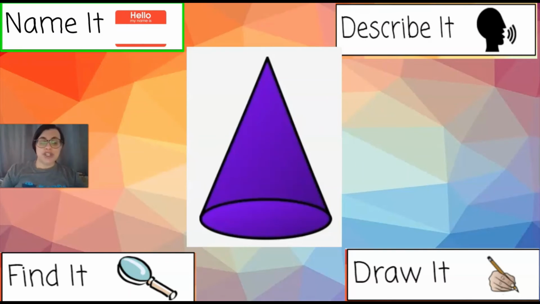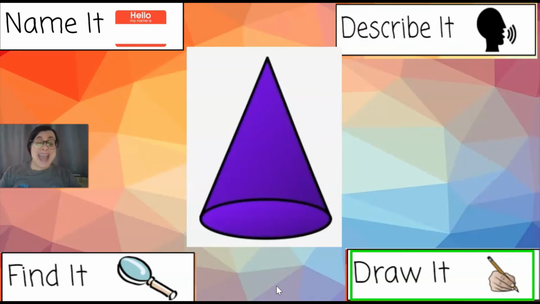Try this shape. Your teacher's going to pause the video, you're going to name this shape, describe it, find it, and then draw it. This is a cone. We can describe a cone by having 1 face, 1 point, and no edges. This is a tricky one. Your teacher might have a party hat in the classroom, might have an actual cone in the classroom.